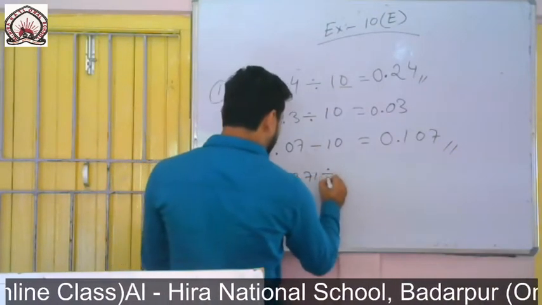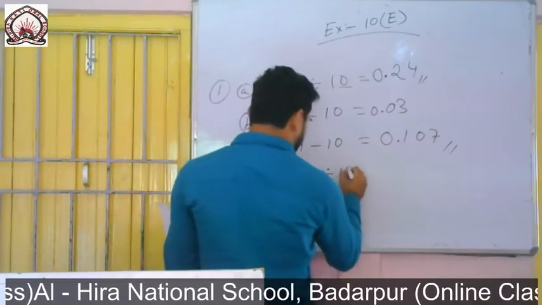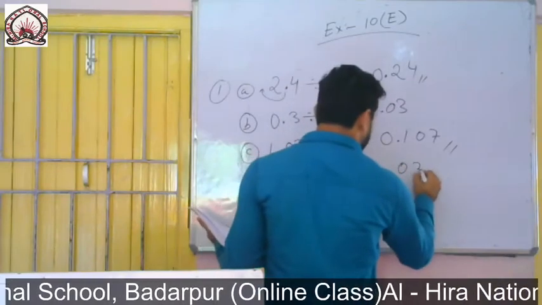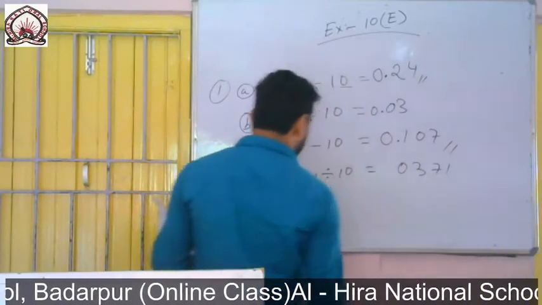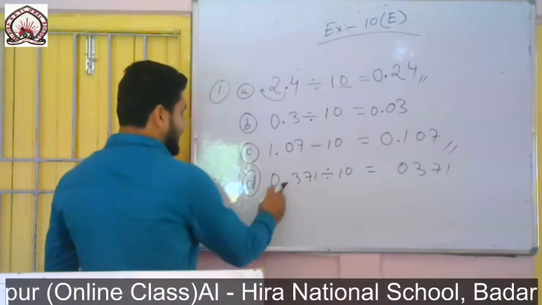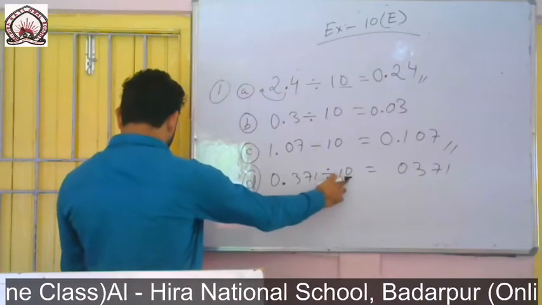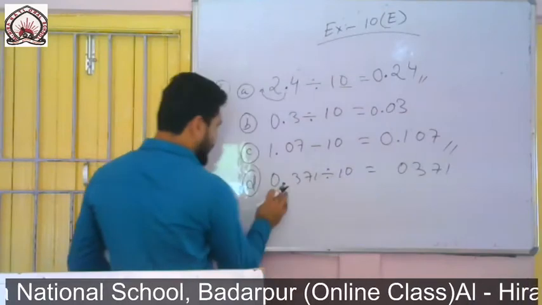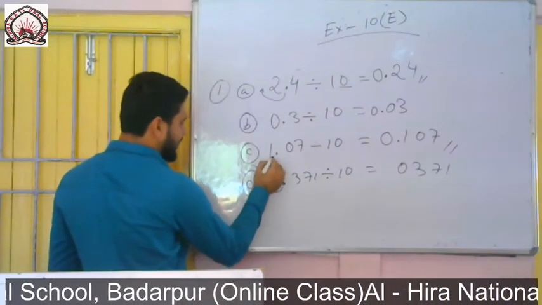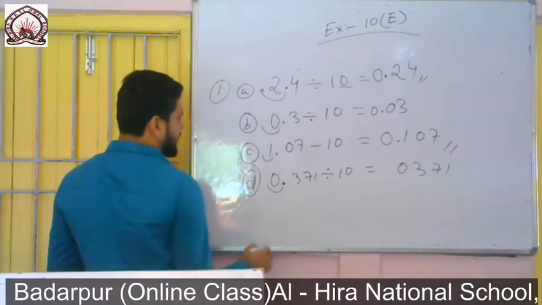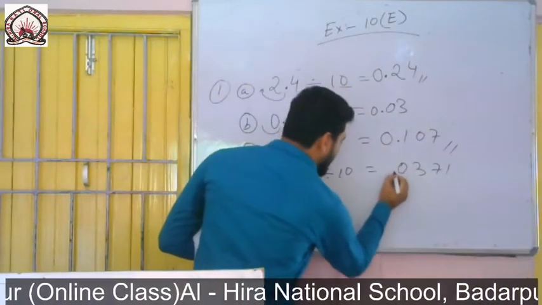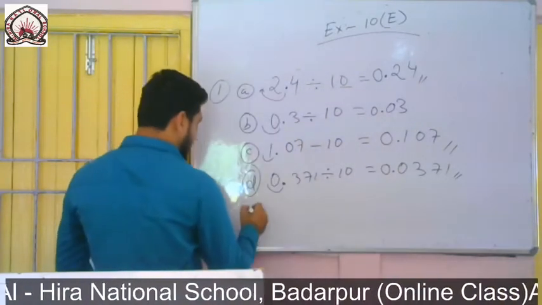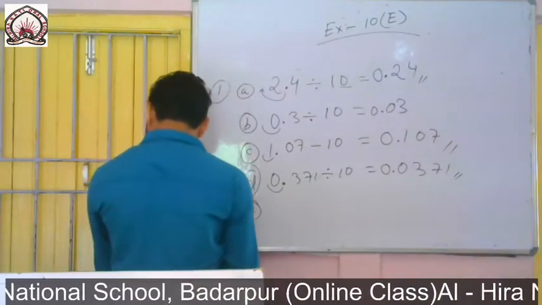Now come to D. 0.371 divided by 10. Write this one first, 0371. After that you see 10 is there, so the point will shift here. Okay, now come to E.